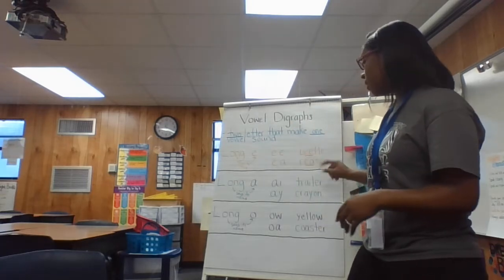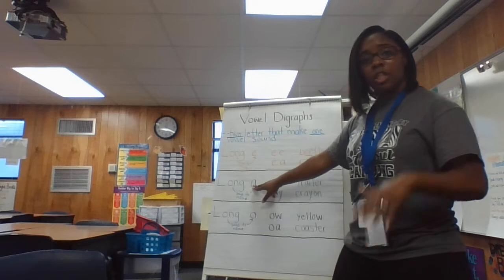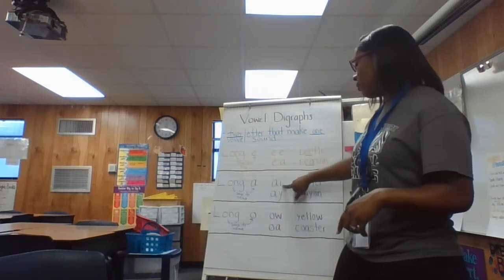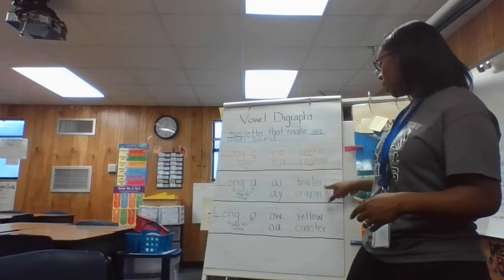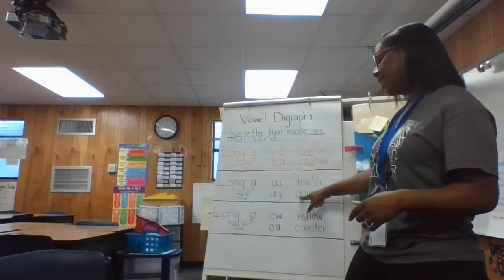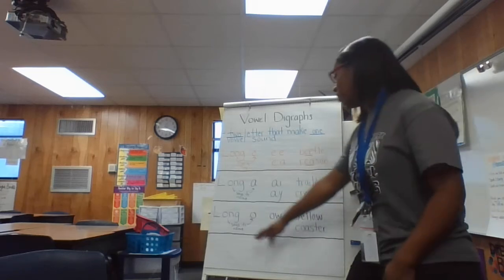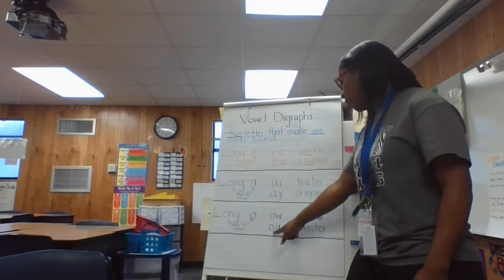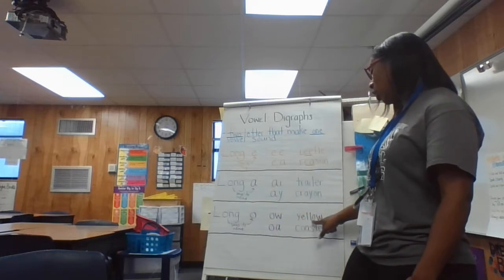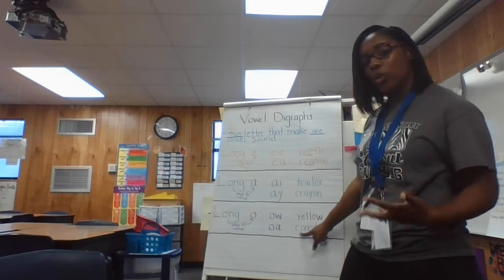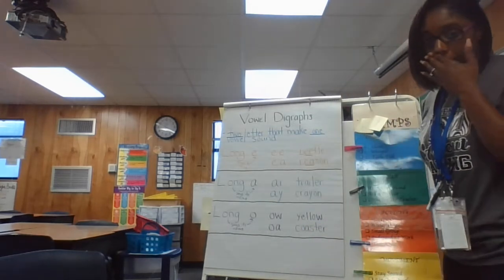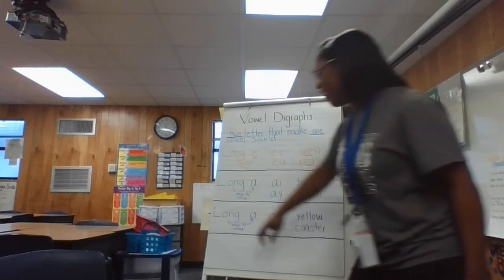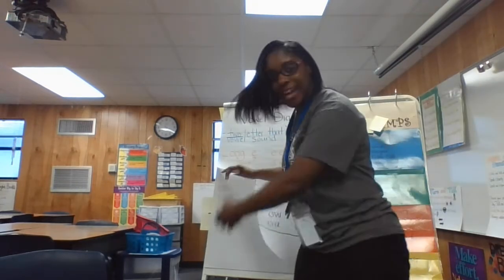And also reason. You have long A. The long A will say its name with AI or AY, as in trailer or crayon, that A sound. The long O, OW, OA, as in yellow or coaster, coaster. The O, it's saying its name. Okay, almost done with our fast review.